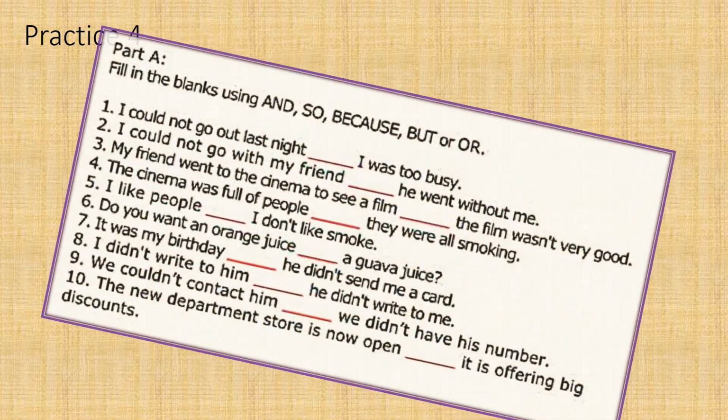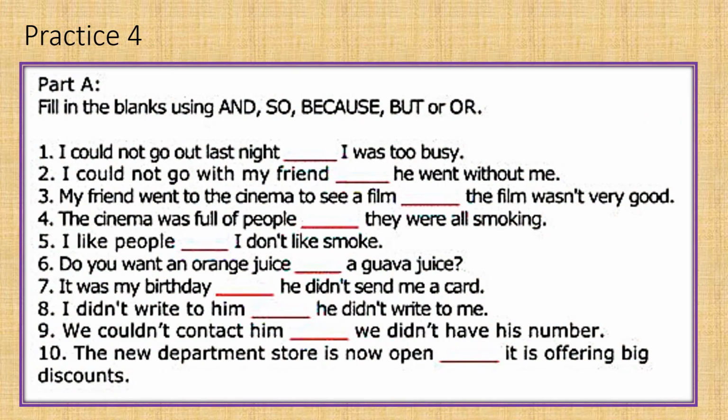Okay, let's look at practice 4. This practice 4 is very easy because the words are given to you. Okay, let's look at number 1. I could not go out last night. What do you think the answer is? Because I was too busy. Let's go to number 2. I could not go with my friend. Yes, so he went without me. Number 3. My friend went to the cinema to see a film. Good, but the film wasn't very good.